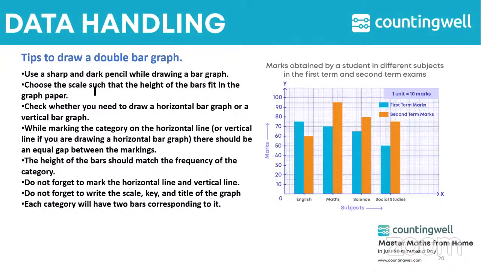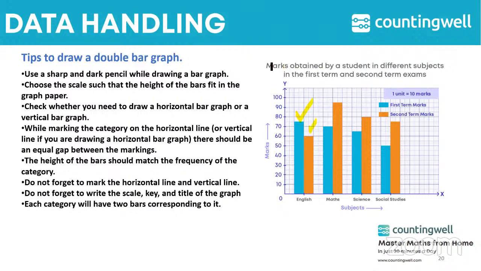Let us see tips to draw a double bar graph. Here we are comparing two data sets. First is the marks obtained in English, Maths, Science, Social Studies in the first term. And the second data set shows the marks obtained by a student in English, Maths, Science, Social Studies in the second term. So here we have two data sets.